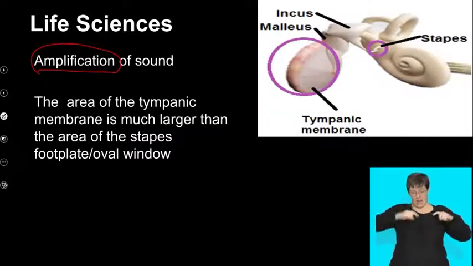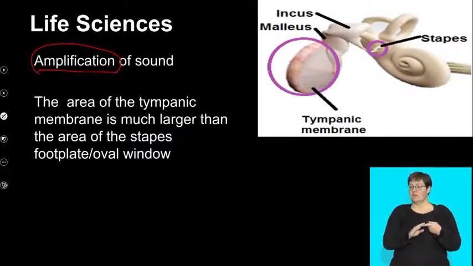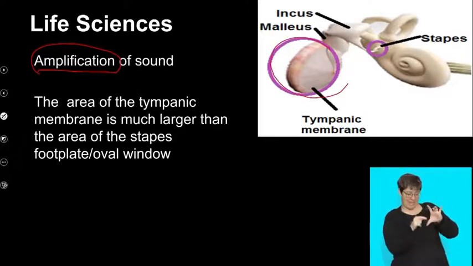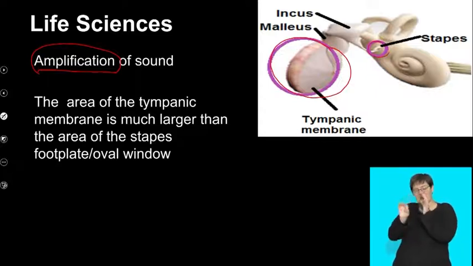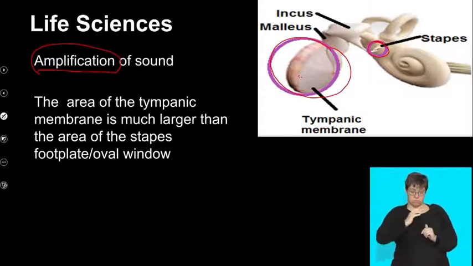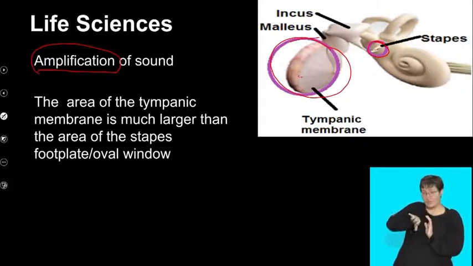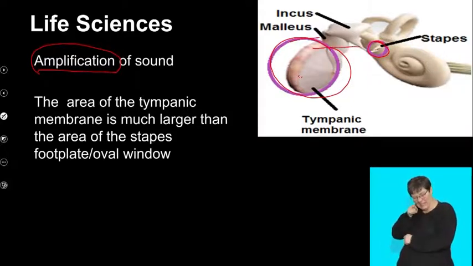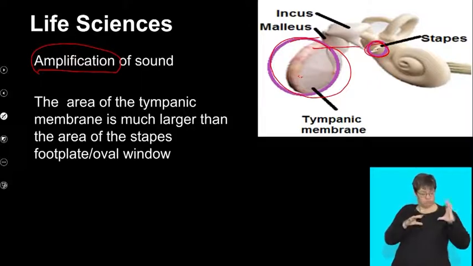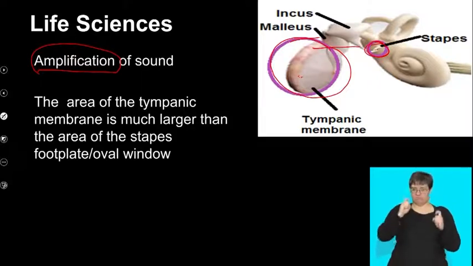The first way it is done is by the area of the tympanic membrane. Have a look here. You'll see how big this tympanic membrane is. And there is the little oval window in the inner ear, where the stapes is. Look how small that is. So the energy from this membrane that's vibrating is all concentrated on a small area there, and that amplifies the sound. So you've got a little amplifier in your head.